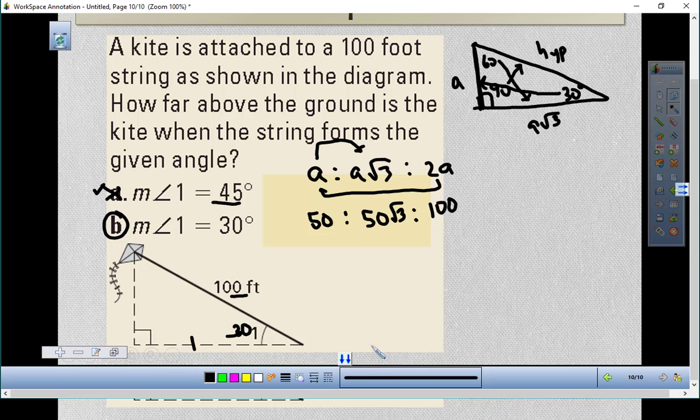You see how easy this is? It's easy if you know what you're doing. It's really difficult if you don't. So you will have to memorize these patterns: the 30-degree triangle and the 45-degree triangle.